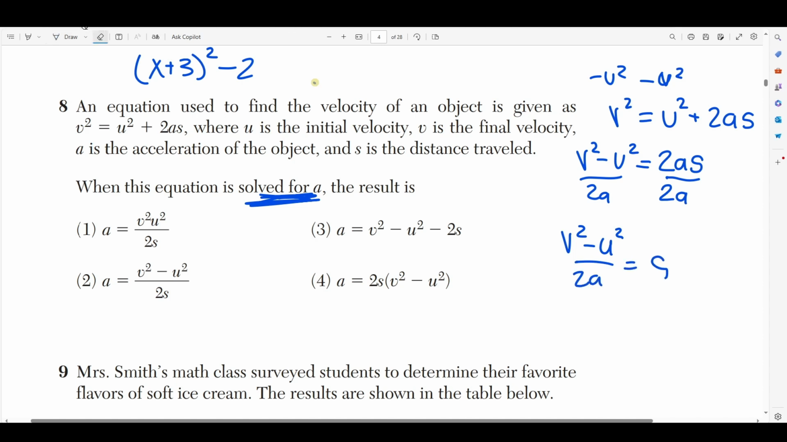Sorry, I'm going to divide by 2s to get rid of the s. So v squared minus u squared over 2s is equal to a. Why did I divide by 2s? Because I can cancel it out if I divide by it, right? So a is equal to v squared minus u squared over 2s.